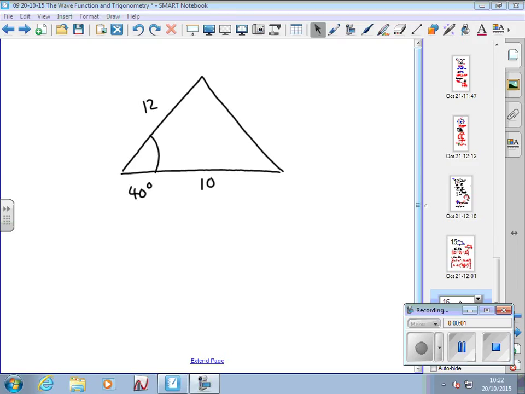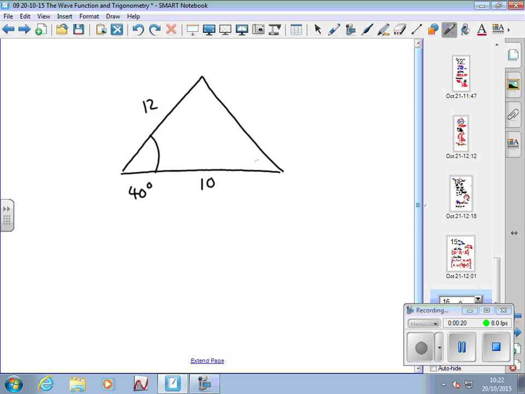In this example, we don't know a ratio. We know an angle, but we don't know the side opposite it. We know that side, but we don't know that angle. And equally, we know that side, but we don't know that angle. We don't know a ratio. So we need to use the cosine rule.